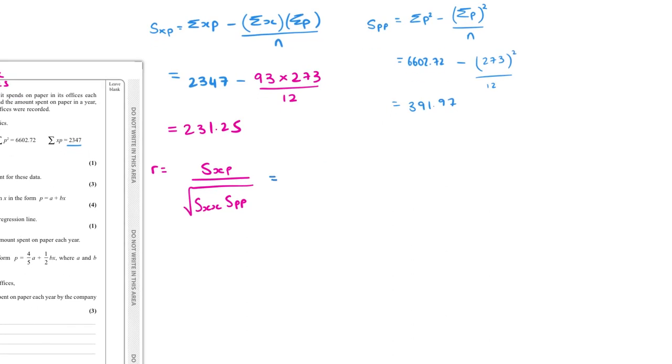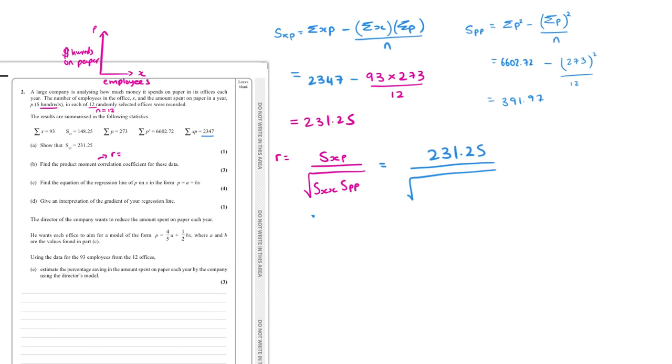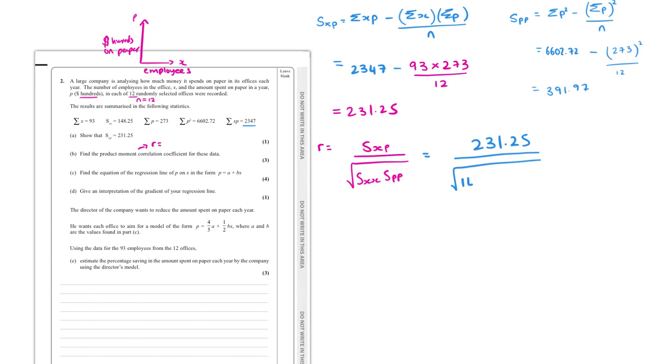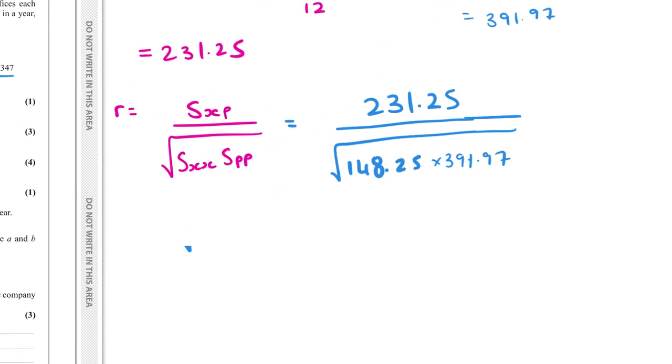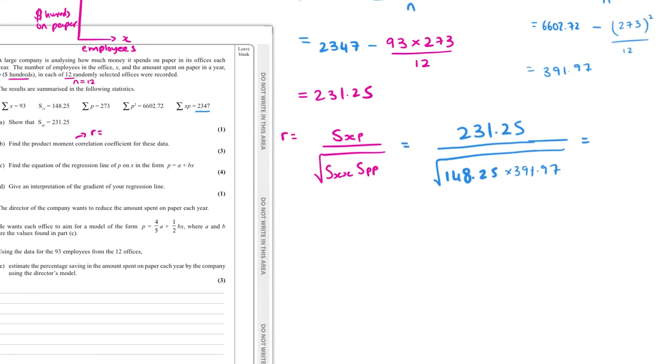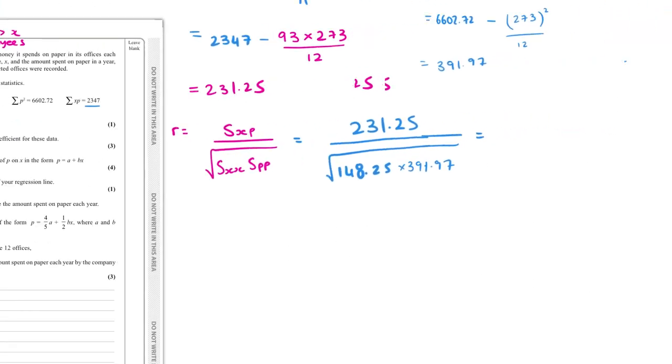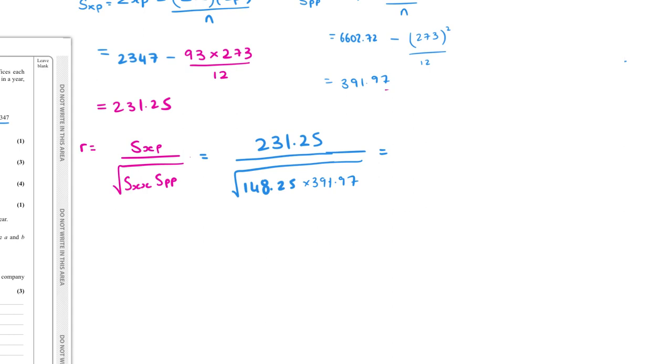So Sxp I worked out earlier, 231.25, all over the square root of Sxx, which is 148.25, multiplied by 391.97. So simple. So I'm going to put this into my calculator. It hasn't asked me to round anything. So if I'm not rounding anything, what should we put it to? 3 significant figures. Absolutely. So my product moment correlation coefficient, what do I get? 0.959 to 3 significant figures.